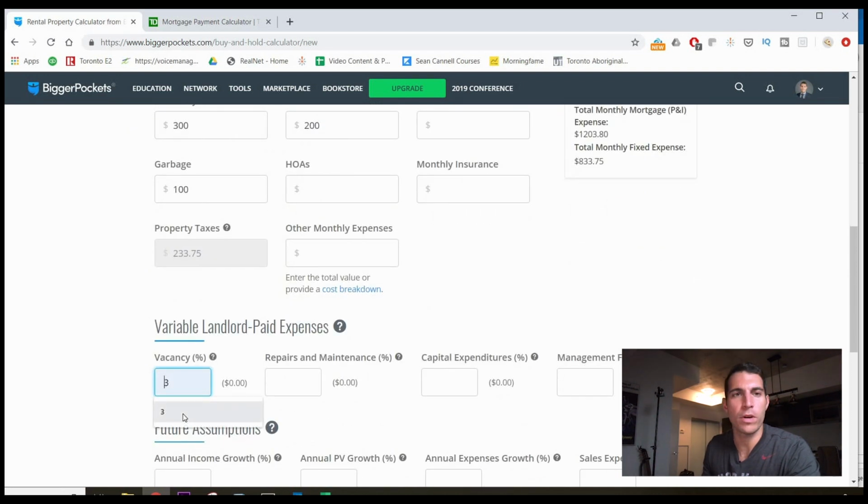However, most markets will need a 3%, 5%, or even higher percentage vacancy, because as much as we love our properties to be full all year round, they just aren't. So this gives you a little bit of a buffer for when you do go vacant.